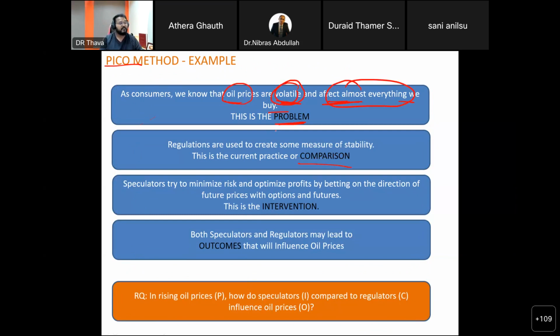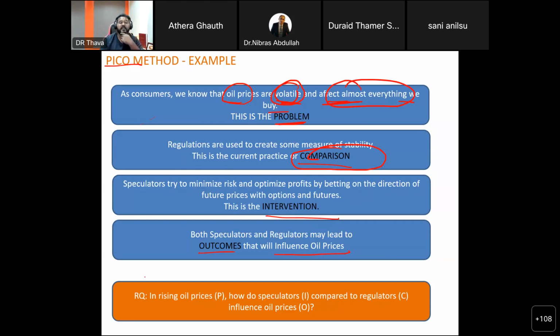Okay, and then we have a comparative metric. Regulations are used to create some measure of stability. This is the current practice, or the comparative metric that we will use during our RQ design. Speculators try to minimize risk and optimize profits by betting on the direction of future prices. This is the intervention. Both speculators and regulators may lead to outcomes that will influence oil prices. These are all the issues.